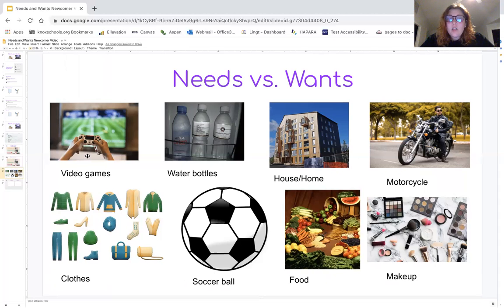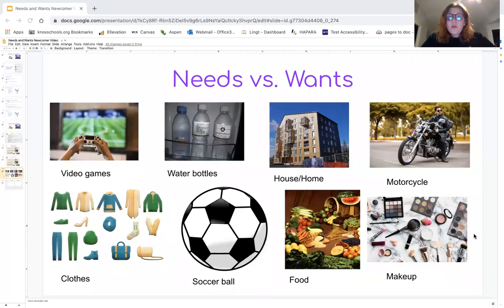Okay, so now why don't we read through these together? I will say the word first and then you can repeat the word. Video games. Water bottles. A house or a home or maybe apartment. Motorcycle. Clothes. Soccer ball. Food. Makeup. Excellent job.